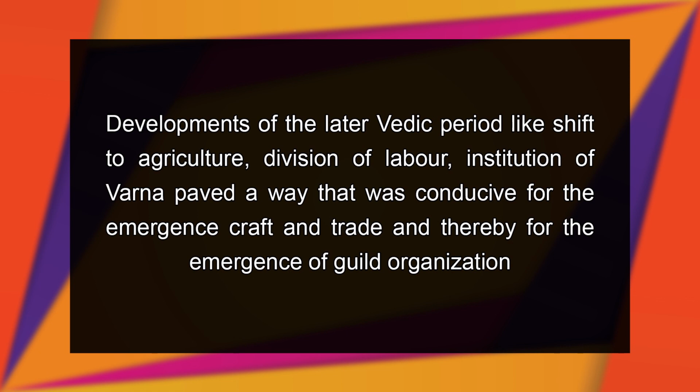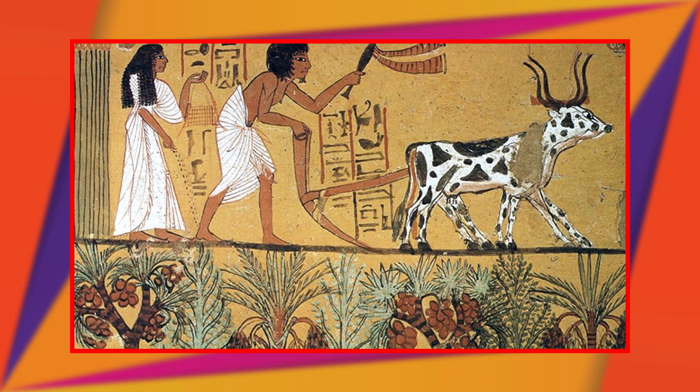However, the developments of the later Vedic period, like the shift to agriculture, division of labor, and the institution of Varna, paved a way that was conducive for the emergence of craft and trade and thereby for the emergence of guild organization. The institution of Varna not only divided the society on social lines but also facilitated the division of labor as well. The professions like agriculture, cattle farming, and trade were assigned to the Vaishyas, who in due course of time developed themselves as separate groups.